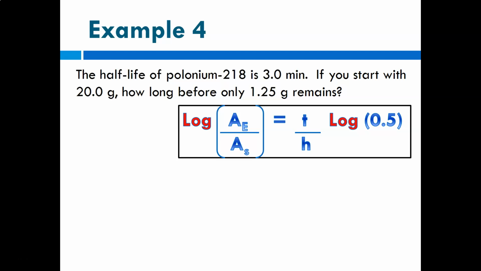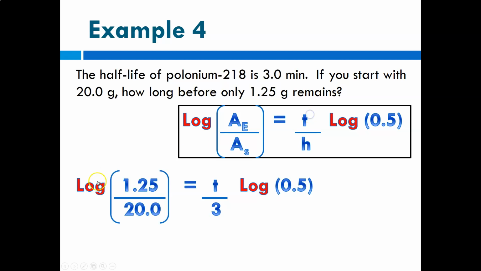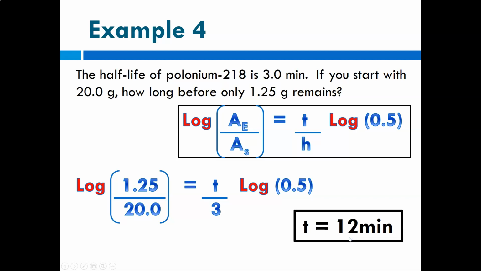All right, let's see how it went. I ended with 1.25. I started with 20. I don't know the time that has gone by, but I know that each half-life is 3 minutes. Solve for T, use your calculator, and you find out 12 minutes has passed.